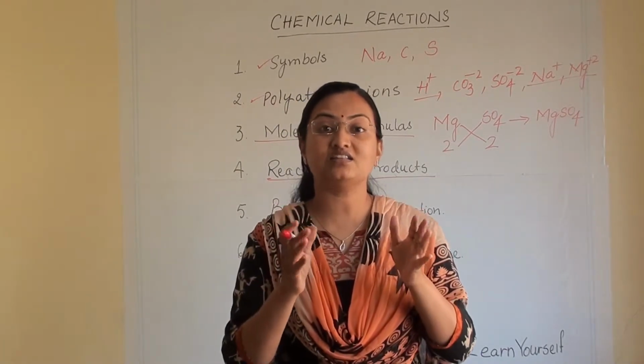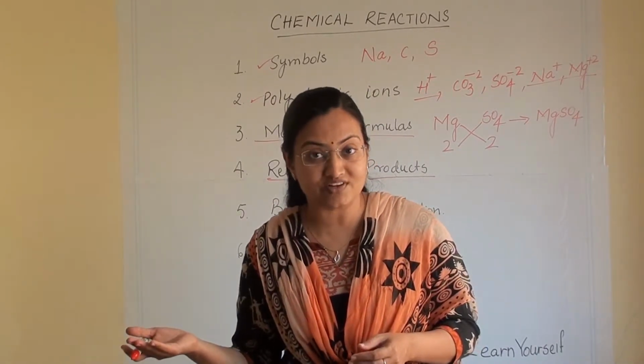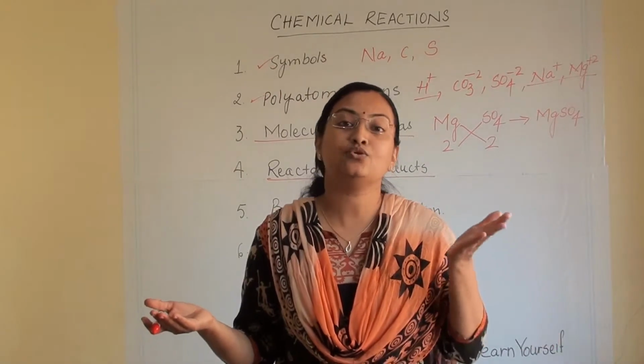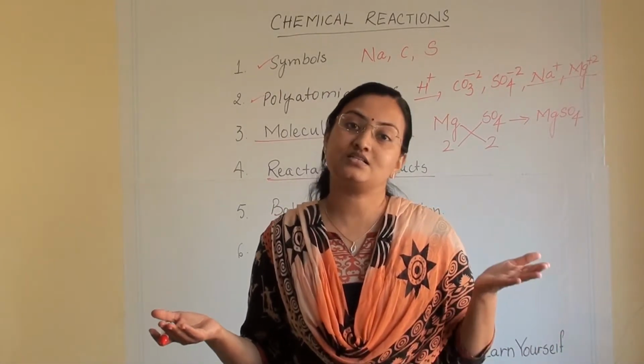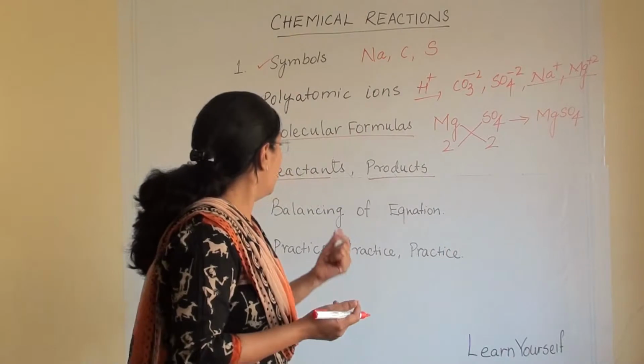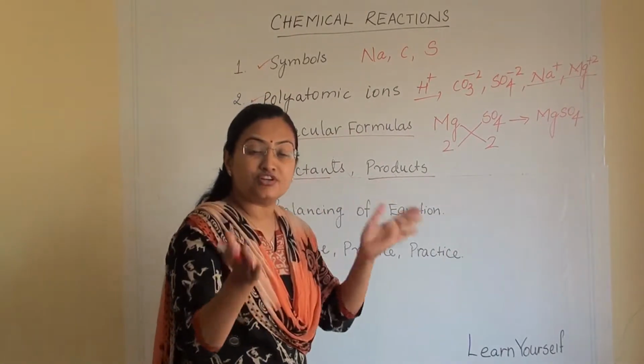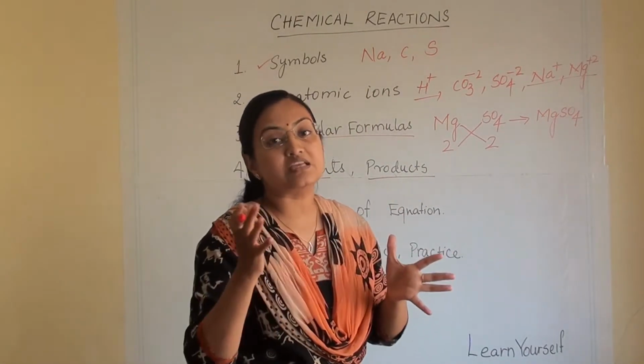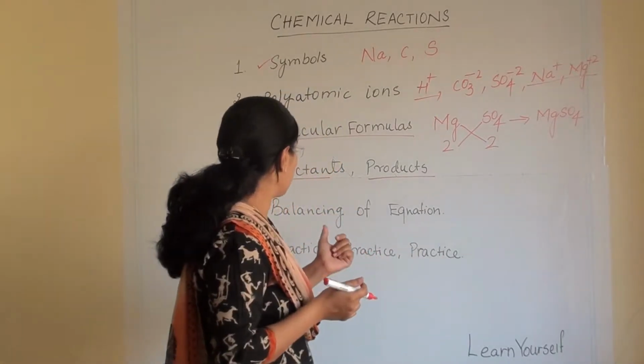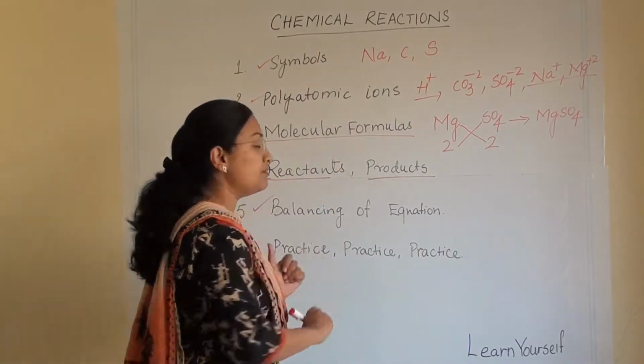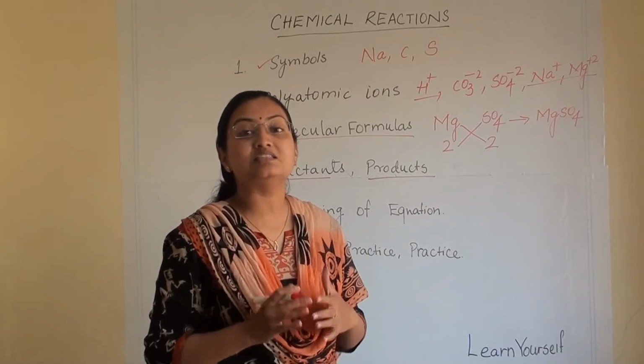When reactants are there, you write them on the left hand side. And when the products are there, you write them on the right hand side. So you should be able to differentiate between reactants and products. That is a very simple step. Then the fifth very important step, that is balancing of the equation.